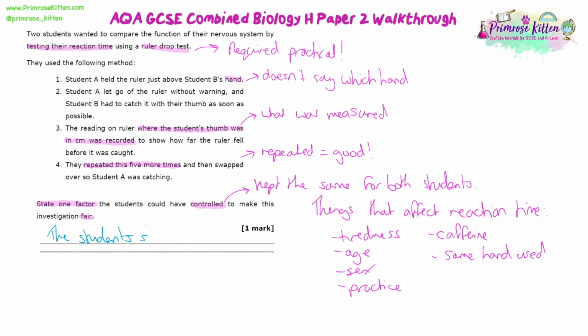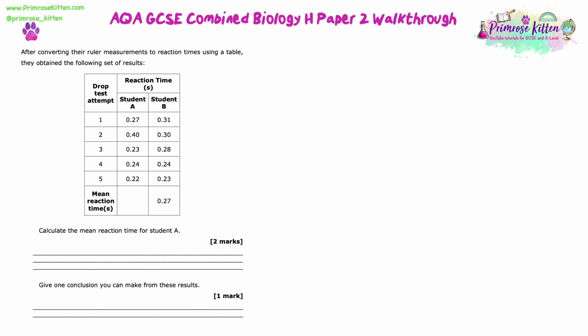I'm going to say the students should both use their non-dominant hand, but you could say they both need to be the same age, they both need to be the same sex, they both have to have not practiced before, or they both had to make sure they hadn't had different amounts of caffeine that day. One had a coffee and one didn't, and that wouldn't be fair. So any of those that can affect reaction time we can use as a control factor.